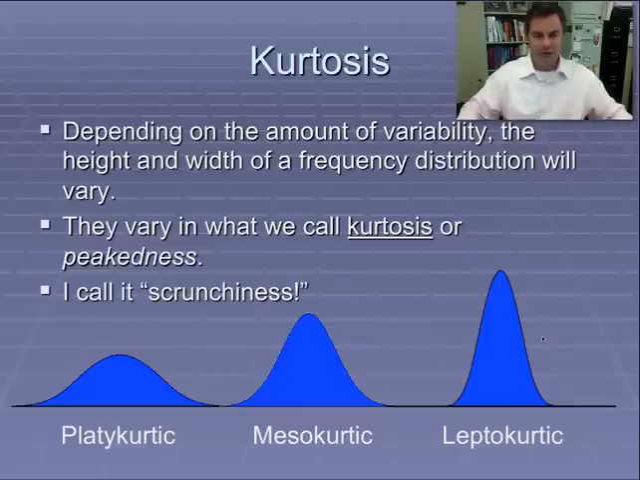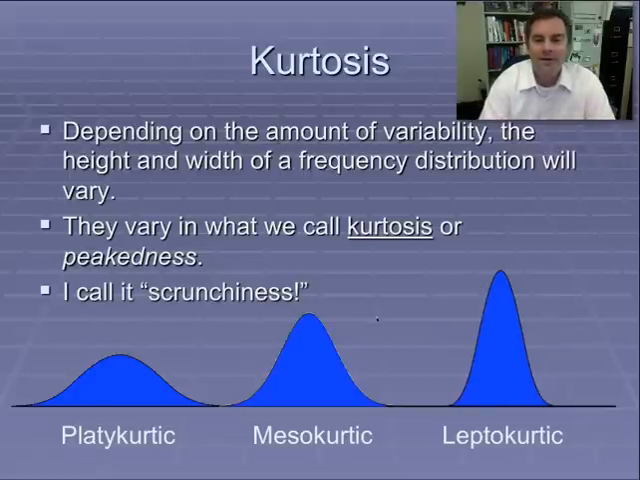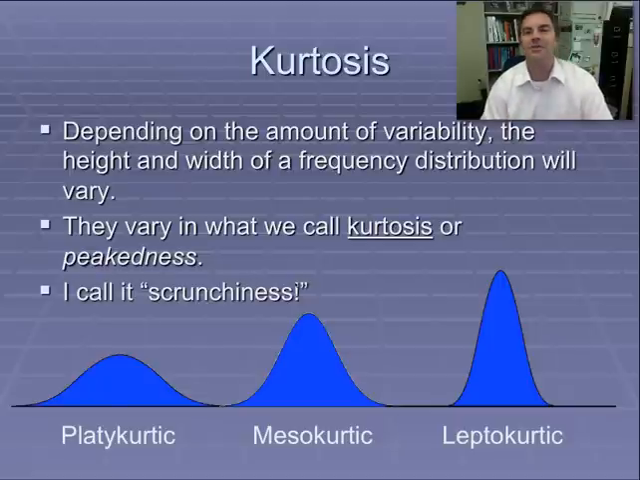Platykurtic refers to shorter and fatter. Okay? Does it make sense? So I call it scrunchiness. How scrunchy is the distribution? Some distributions are scrunchy.